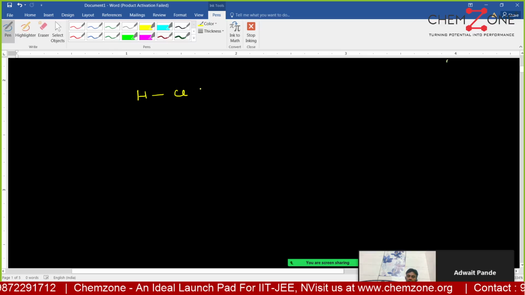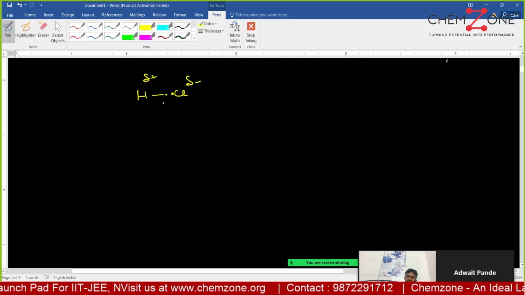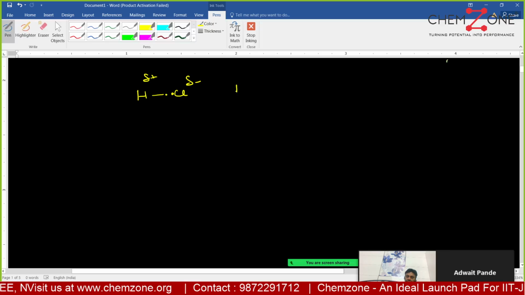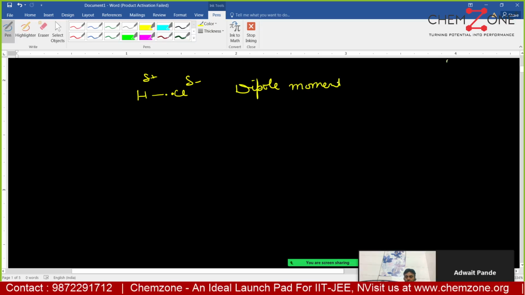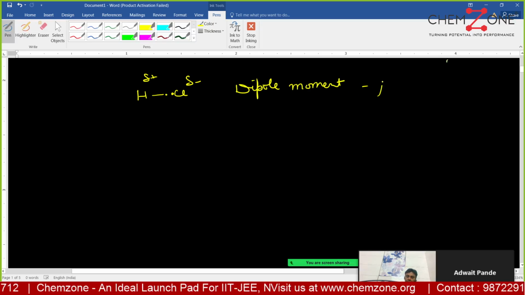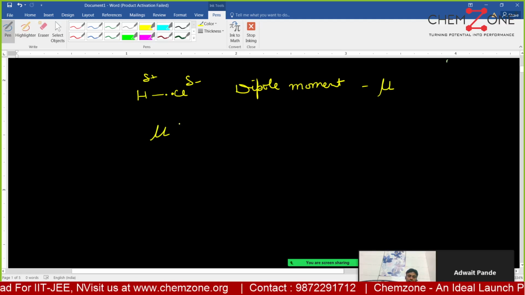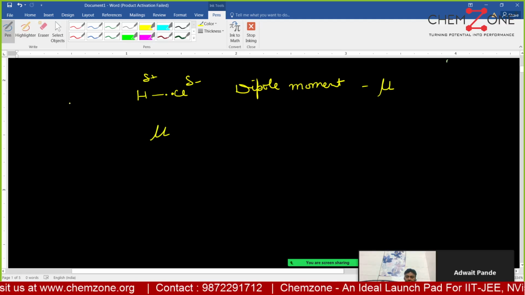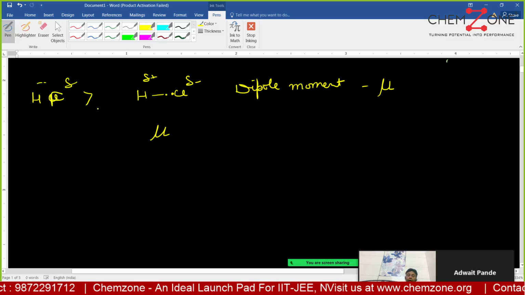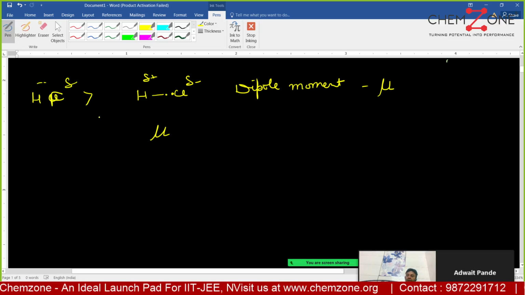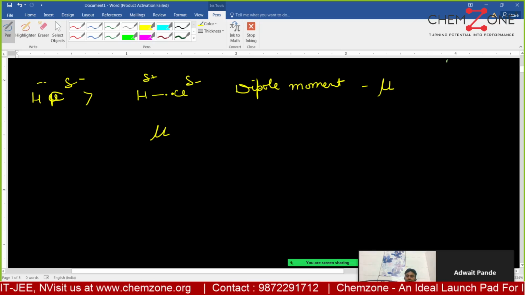So there's a polarity. How much electron has been displaced is determined in terms of the dipole moment. Dipole moment is denoted by the symbol mu. How much polarity is there? If I say HF is more polar than HCl, then how much more polar? That is the quantitative aspect, right? So HF is more polar as compared to HCl.